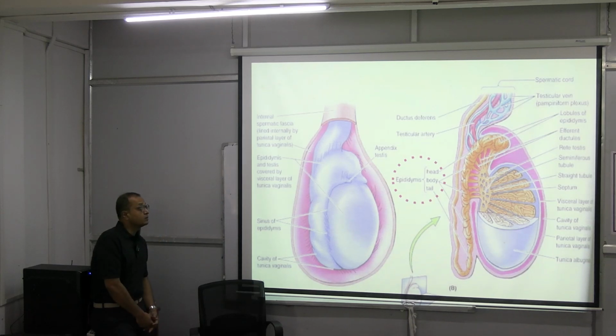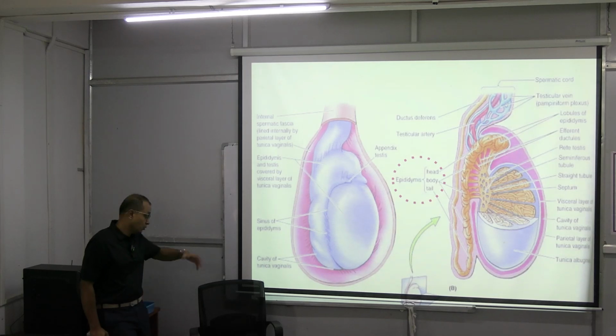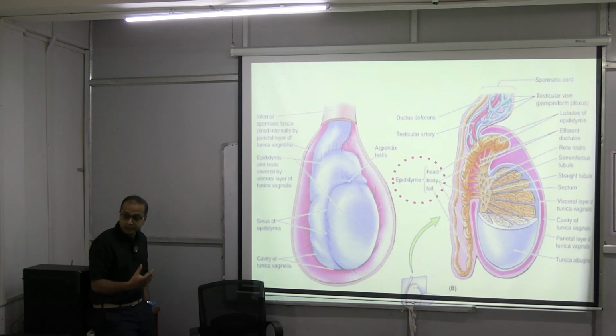These are wrapped by the three layers of the spermatic cord, and it runs through the inguinal region and goes to the posterior part of the male urethra, forming a duct which we call the ejaculatory duct, by uniting with another gland, which we call the seminal vesicle. So, this is how this works.